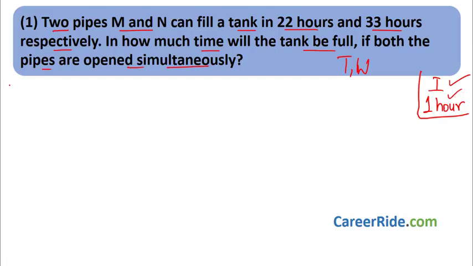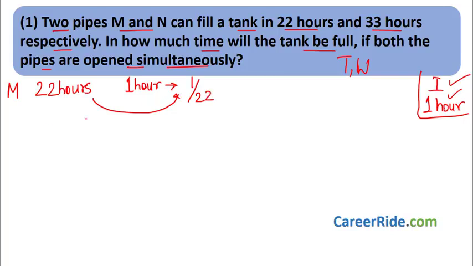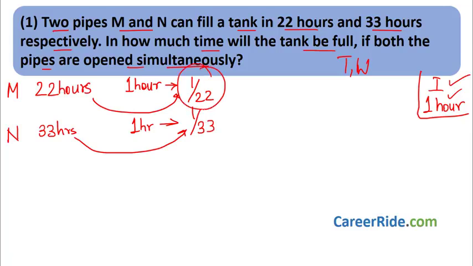Now over here there are two pipes. First is pipe M. It fills the entire tank in 22 hours. So in 1 hour, how much of the tank gets filled by pipe M? Simply invert. So 1 by 22. So 1 by 22 amount of tank gets filled by pipe M. Now there is pipe N. It fills the entire tank in 33 hours, right? So in 1 hour, how much tank gets filled by pipe N? Simply invert. That is 1 by 33 amount of tank gets filled. So this is the 1 hour filling by pipe M and pipe N respectively.